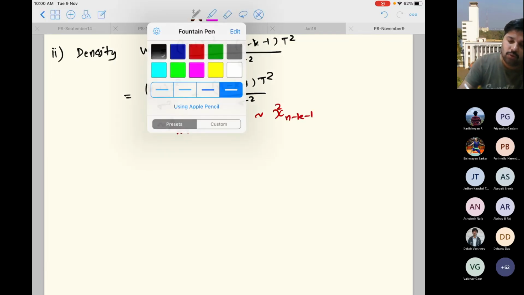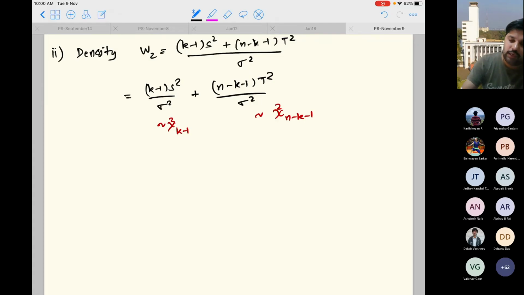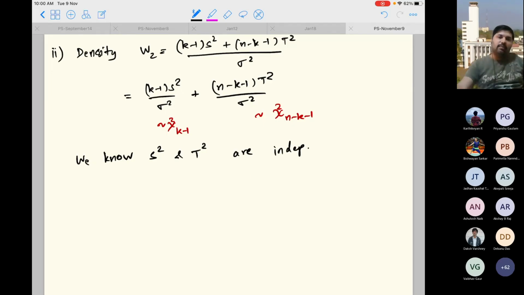What do we know? We know that these two are independent, right? S square and T square are independent. If that is the case, then what is the property of chi-square random variables? Can you add chi-square random variables and get a chi-square random variable again? Yes, sir. Why? That is because of the gamma random variable. Correct. Gamma additivity is there.